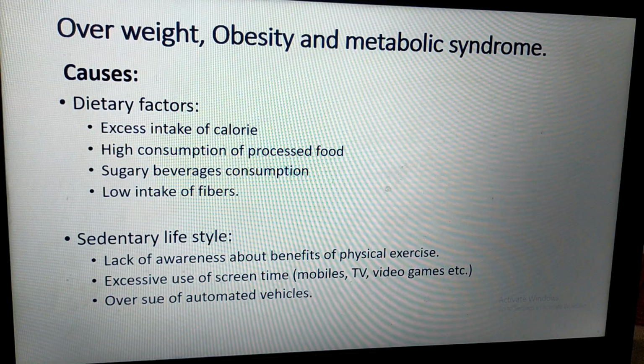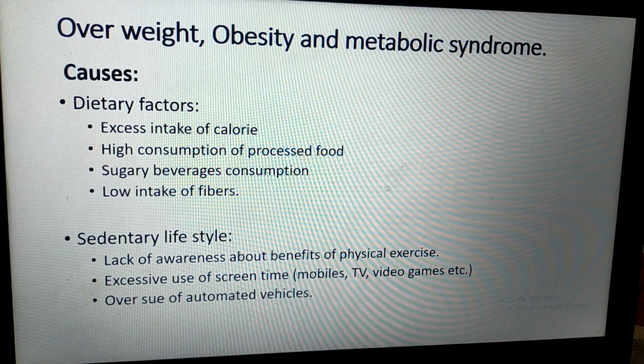Now after seeing these three conditions, we will come to the causes of these three conditions. The causes of all these three conditions are the same. First is dietary factors. Excess intake of calories means taking calories in excess of the need of the body. High consumption of processed food. Processed food means packed food, which is readily available in packets, which need not be cooked and is directly eaten. That type of food is called processed food.